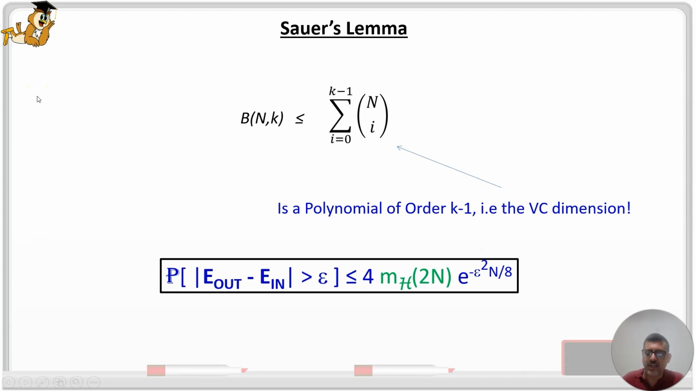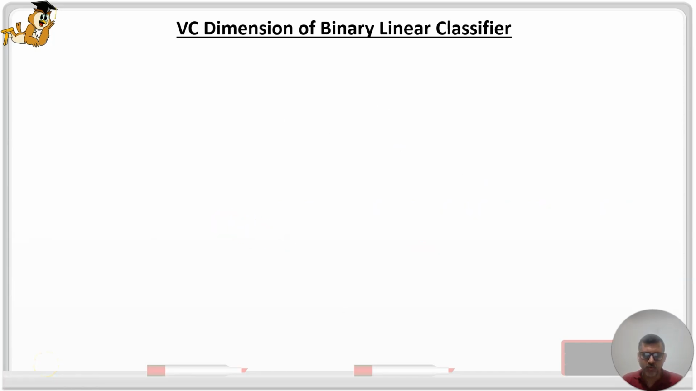This result once again was important because, like I said, while we were deriving the generalization bound, we had ended up at a place like this, and now that this grows slower than a polynomial, you are assured that E out can be made arbitrarily close to E in. Okay, so that's the proof of Sauer's lemma. Let's now move on to the VC dimension of the binary linear classifier. This was another important result that we assumed when we were talking about this a few lectures ago.